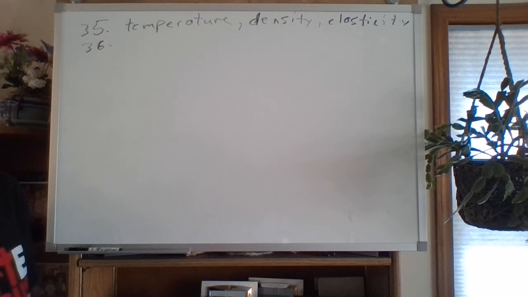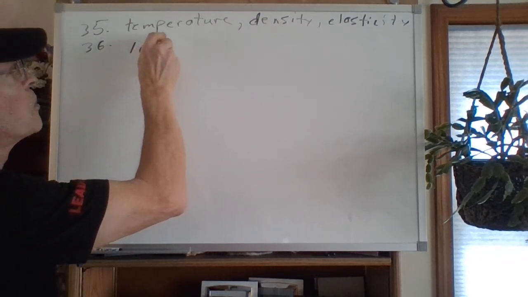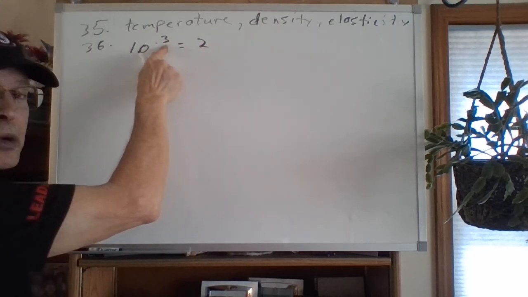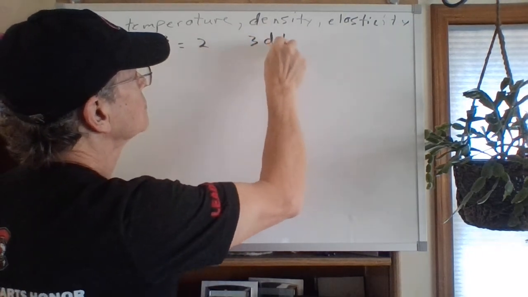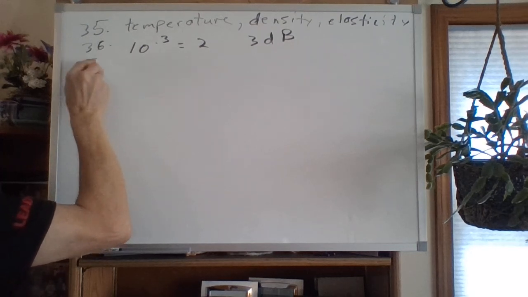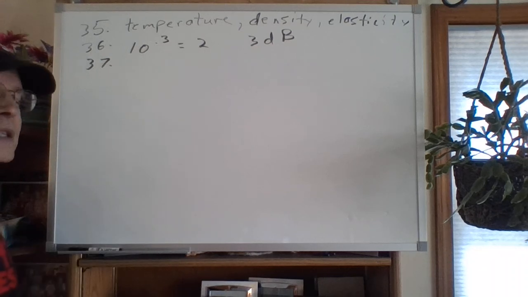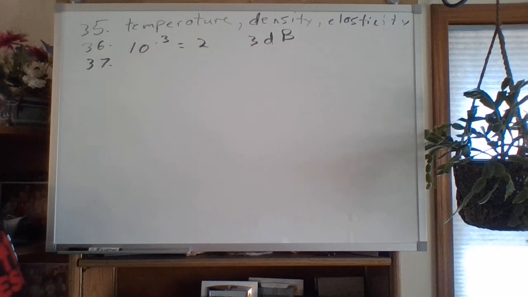Number 36. How many decibels is twice as loud? Well, 10 to the 0.3 power is 2. So it's 0.3 bels, or 3 decibels. We perceive changes in loudness logarithmically. That's an interesting phenomenon too. God's just a mathematician all the time. And we're at 37.